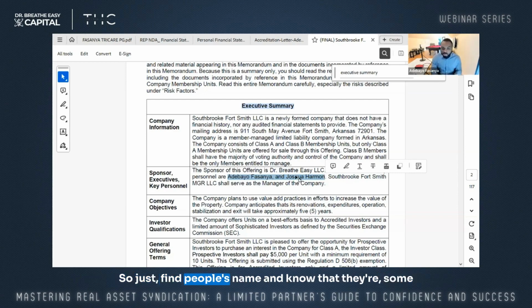So just find people's names and know that some are obvious, like George and I work together all the time, right? So that's obvious. But if it's not obvious, ask for documents, ask for a Zoom meeting with both of them together to be sure.